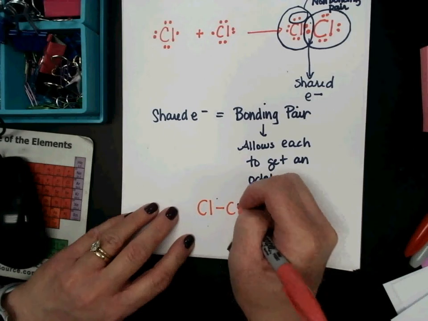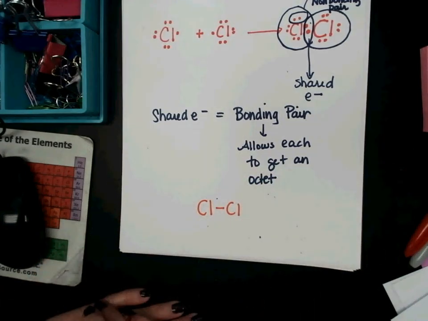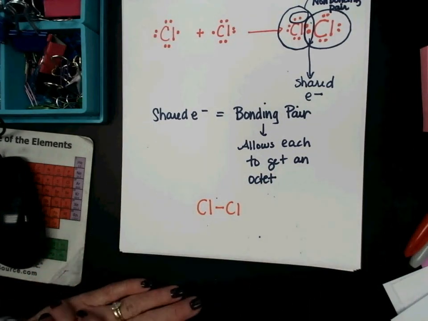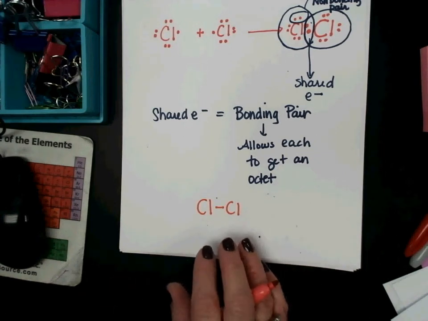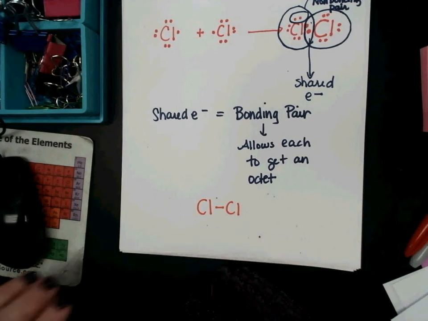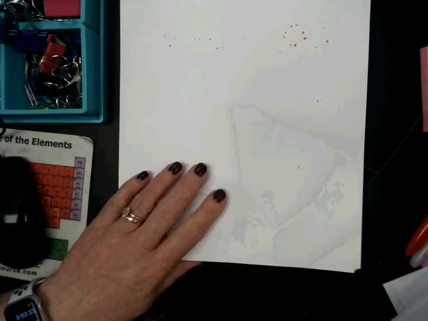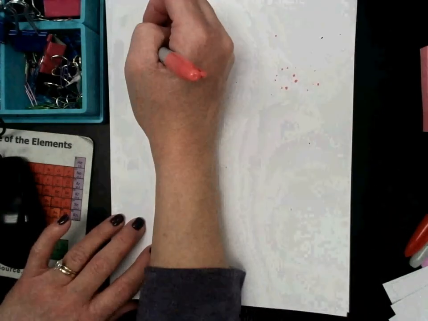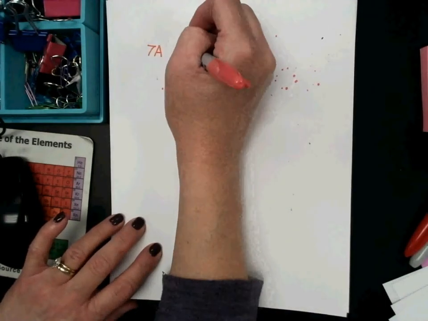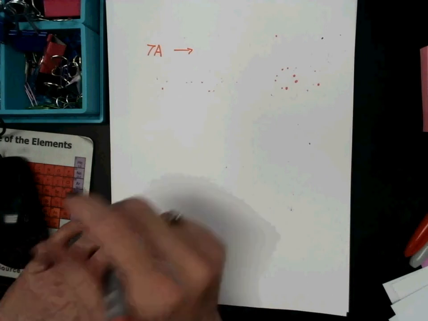So when a full outer shell exists, like this chlorine up here, I could technically just write this as Cl, Cl with a single bond. I don't have to share necessarily all of those outer shell electrons. When you see this, you should understand both of them have an octet, they're happy, they have a full outer shell.